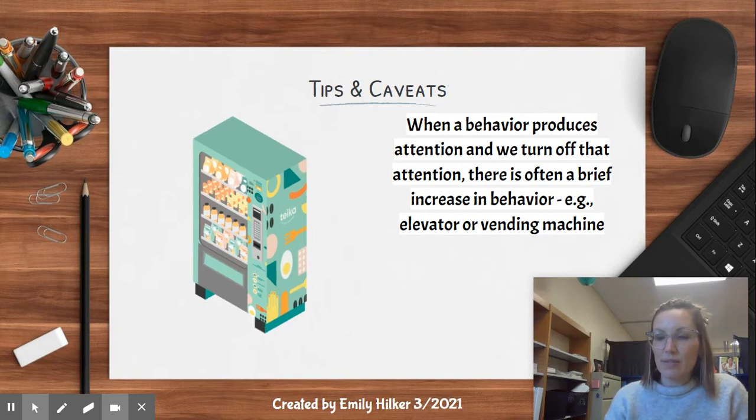Same thing with student behavior. Eventually, if the food doesn't come out, you walk away, right? You're like, oh, okay, fine, it didn't work. And that's what your student's going to do as well. But you do have to remain consistent and hold tough through that slight increase that you're likely going to see.